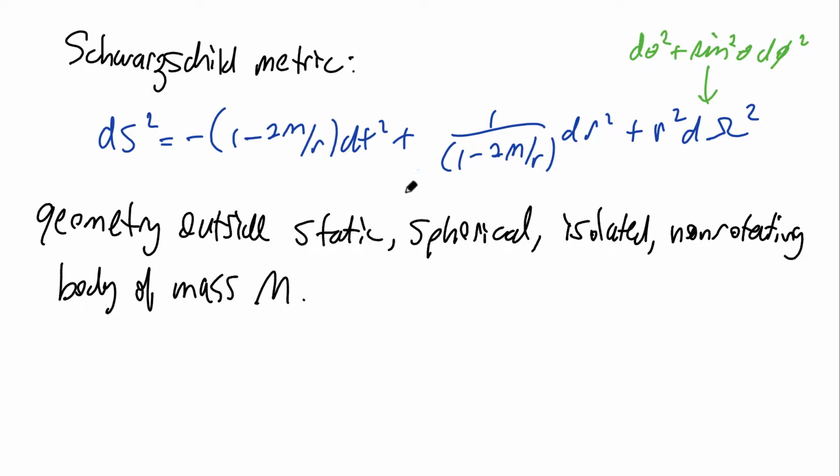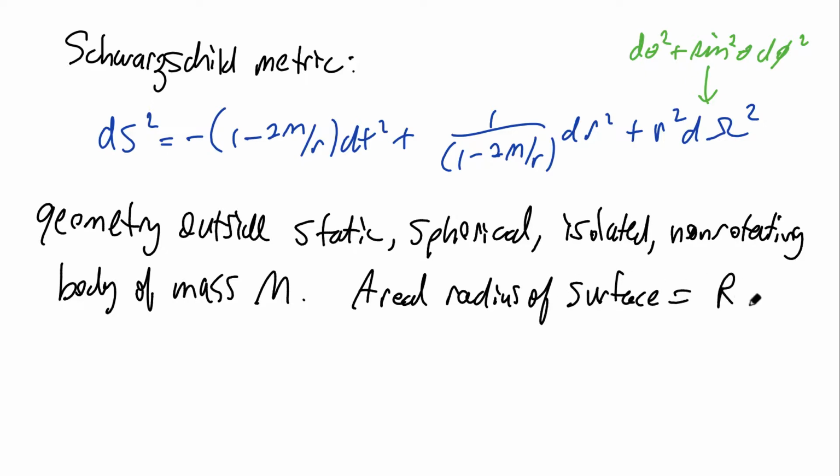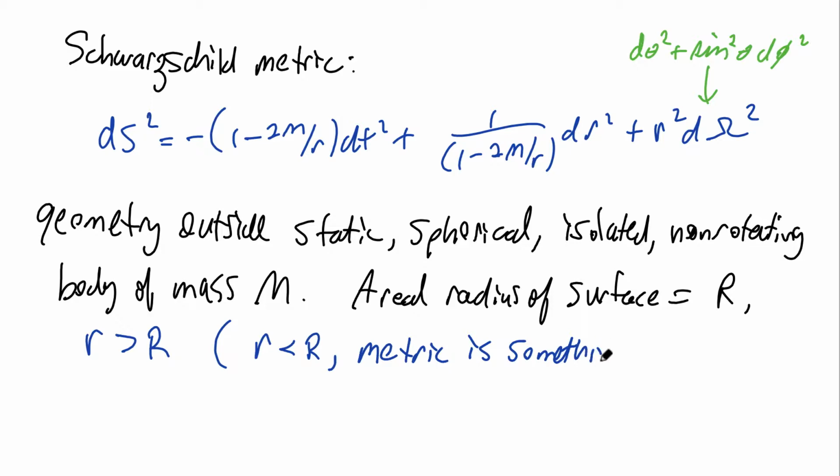So if the areal radius of the surface of this body is, say, capital R, then this metric is describing the region of space-time outside the surface, so for little r greater than big R. And for little r less than big R, the metric is something else. And that will be one of the goals of this lecture, to explore the interior metric, the metric inside the matter, where the areal radius is less than the radius of the surface.